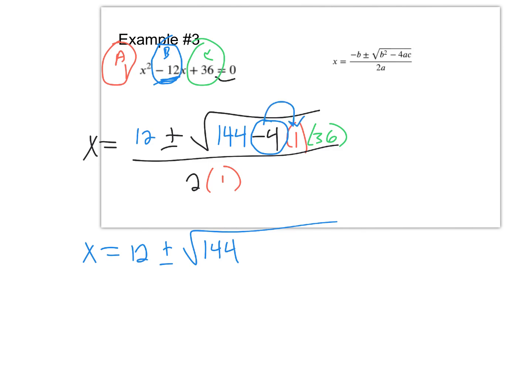So negative 4 times 1 is negative 4. Times that with 36 is negative 144.